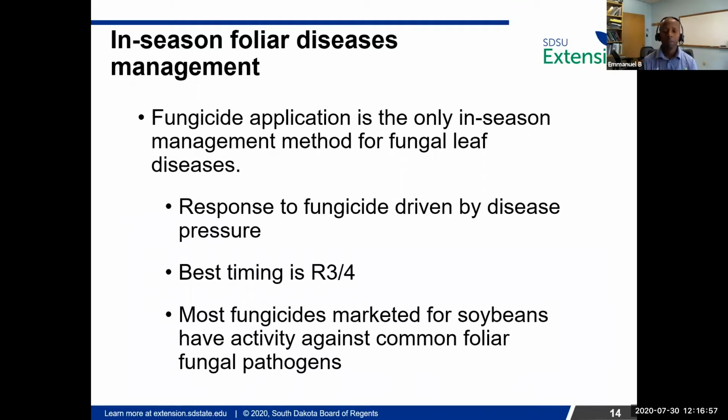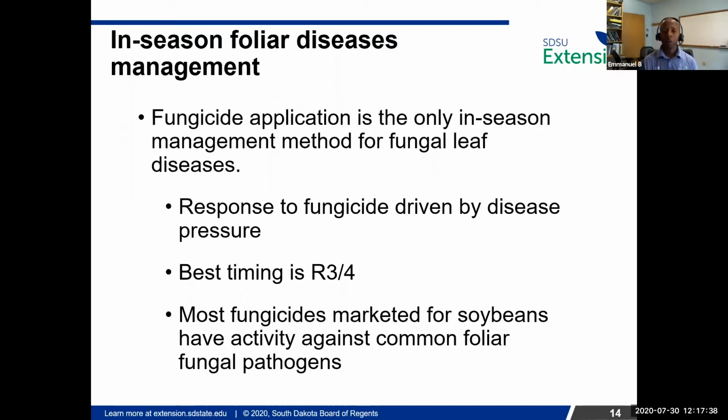So just looking at fungicide in soybeans, as I was saying, the response to fungicide is going to be driven by disease pressure. If you have to apply the fungicide, because most of these diseases are going to develop a little bit later in the season, we're looking at R3, R4 as your best timing. Because if you apply that fungicide very early on in the season, let's say R1, a disease like Frogeye Leaf Spot that develops much later in the season, you may not have a good residual left by the time these diseases are showing up.